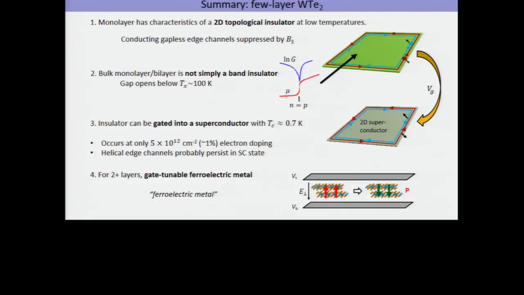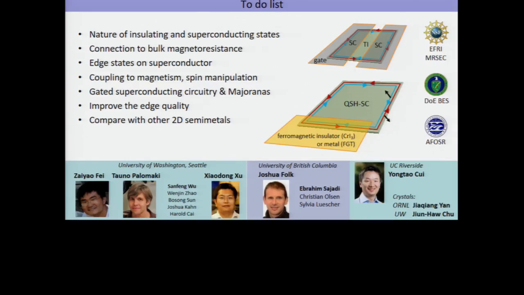I just can't wait to see what happens in other two-dimensional semimetals. How much of this is generic? How much more phenomena there are to discover in these types of materials. So here's a to-do list. It's just part of our to-do list, and you can read those for yourself. They're all kind of obvious.